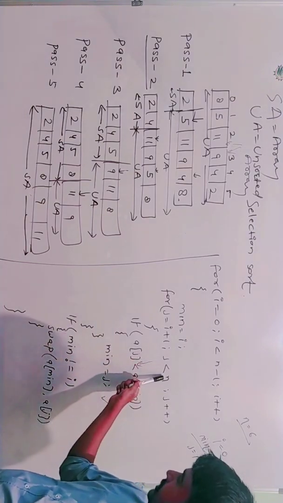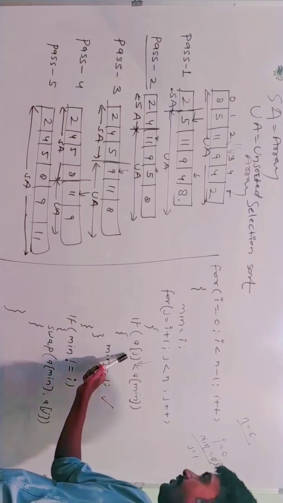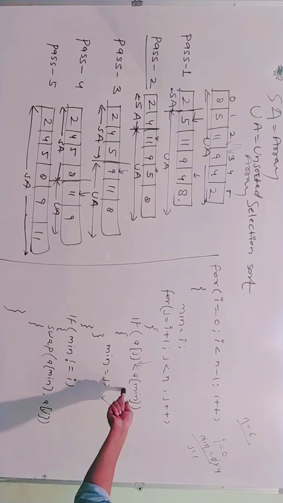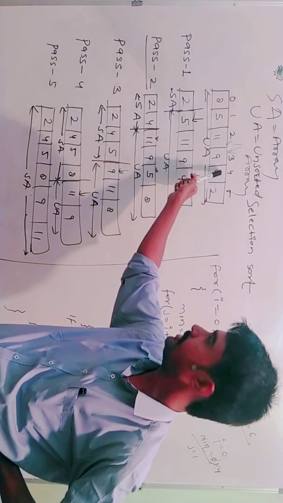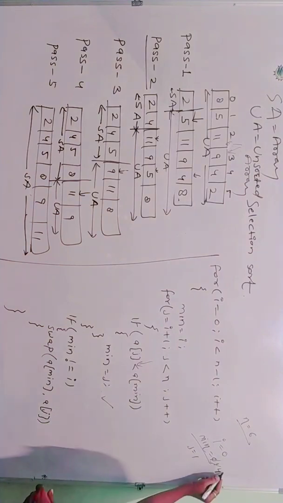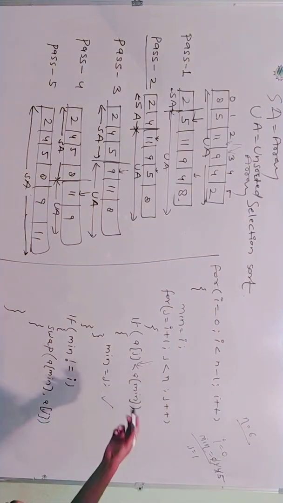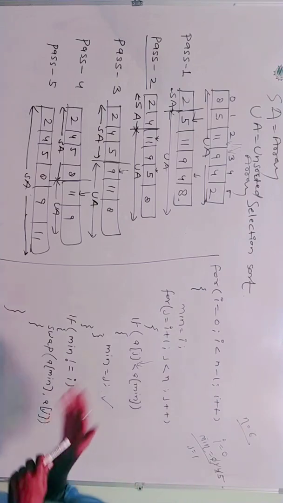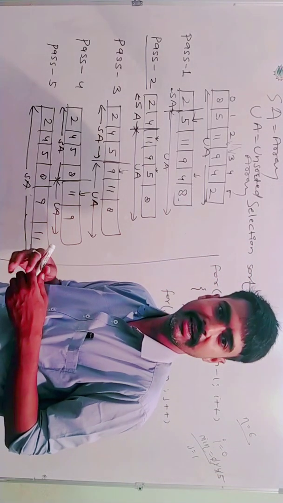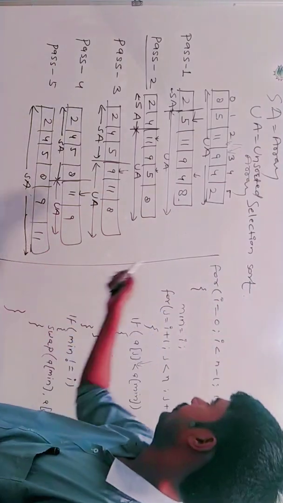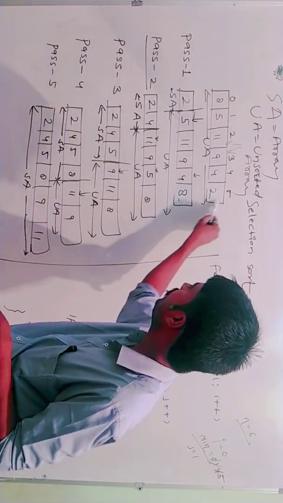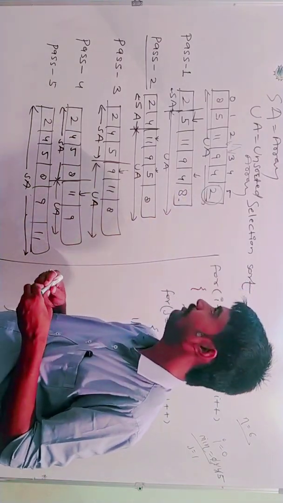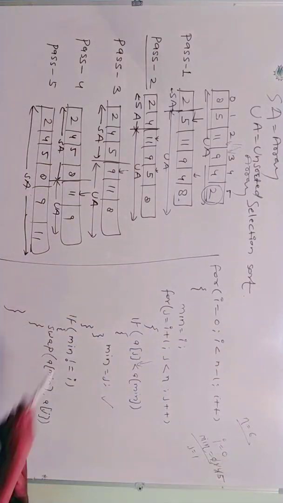5 is less than 6. Okay. So is A of 5 less than A of 4? Yes. Then minimum becomes 5 from 4. Now after this, the value of minimum is 5. It means that the smallest element is at index 5. Now we have to swap this value with the first element of the unsorted array.